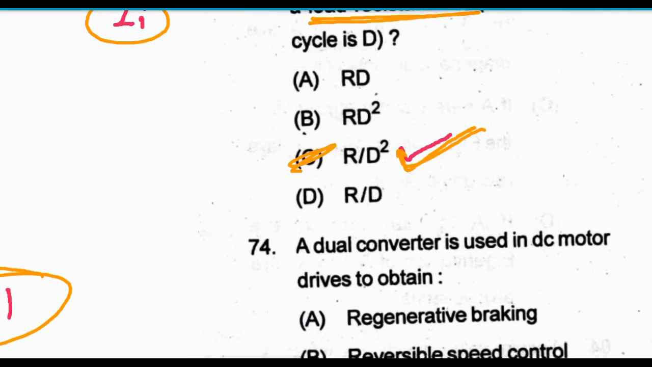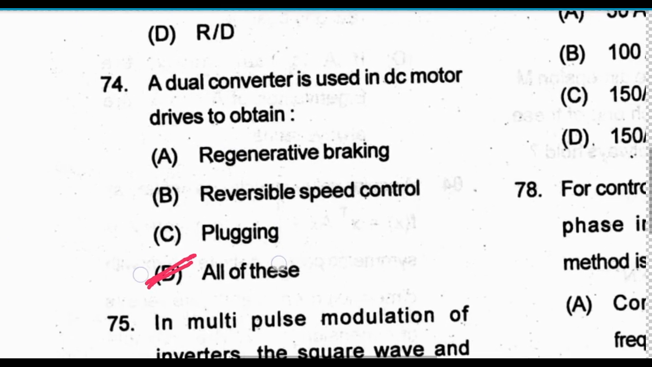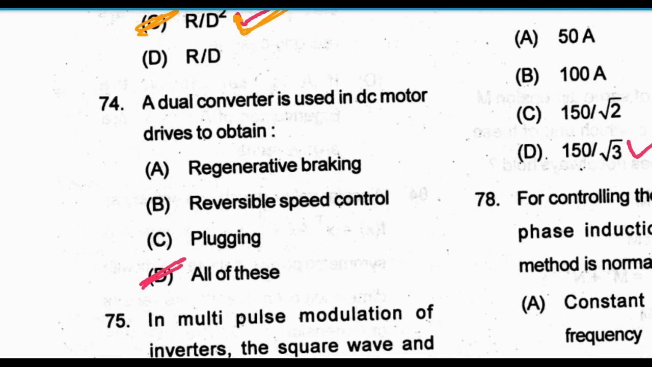Next question is question number 74. A dual converter is used in DC motor drives to obtain regenerative braking, option B, reversible speed control, option C, plugging, all of these. So here all of these, because we are using a dual converter for all these purposes.